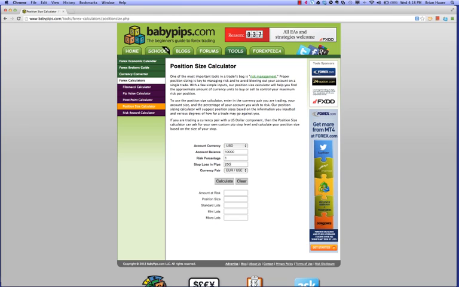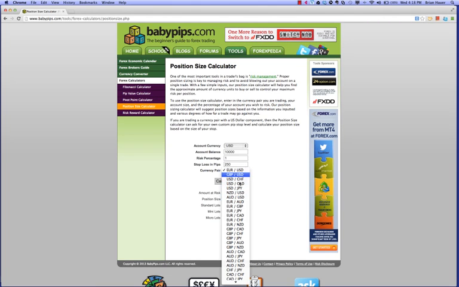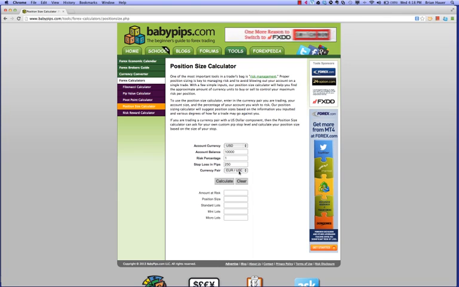So 250 pips, and for the currency, you can just drop this arrow. If you're not using the euro dollar, you can just pick any one of these. We click the euro dollar, we click calculate, and we get 4,000 units. So remember this 4,000 units.